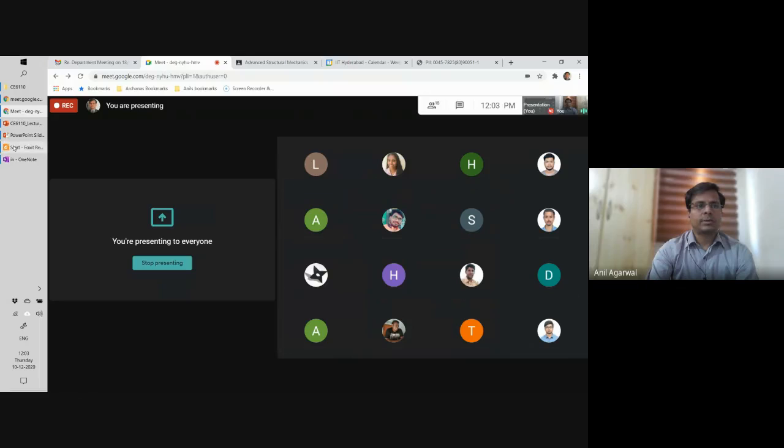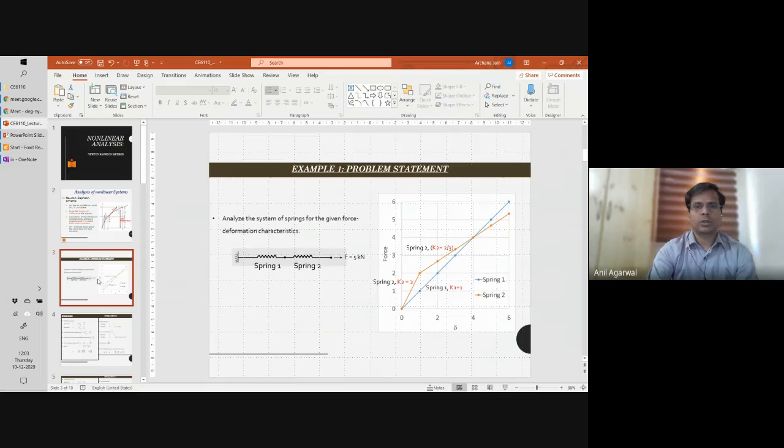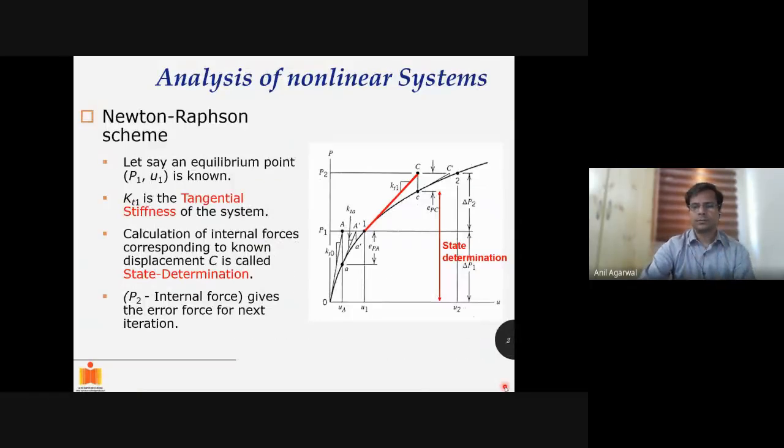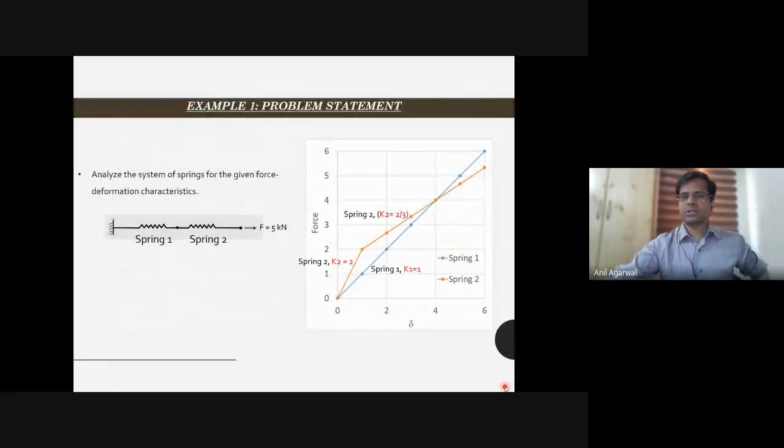All right, so let's do some examples here instead of keep talking about abstract things. Through examples, it will be much easier to solve. I want to do at least 2 examples today, and then one example on geometric nonlinearity will be pending that we will do in the next class.